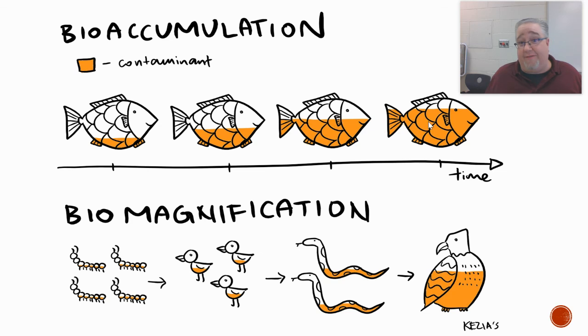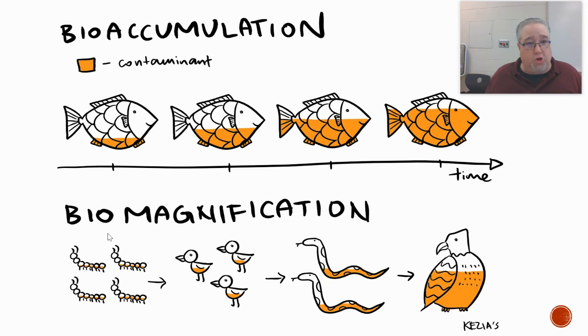By the end of that fish's life, that fish may have a lot of mercury that it's accumulated in its body. But biomagnification is when that mercury makes its way up the food chain. You've got to remember this about the food chain, right?